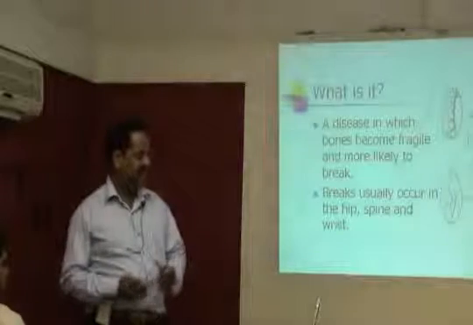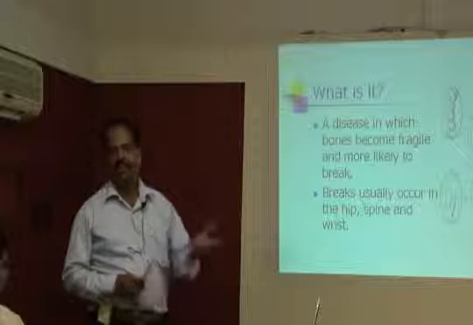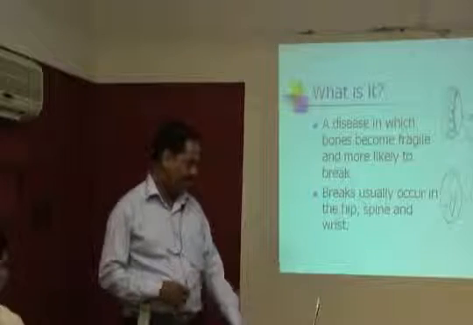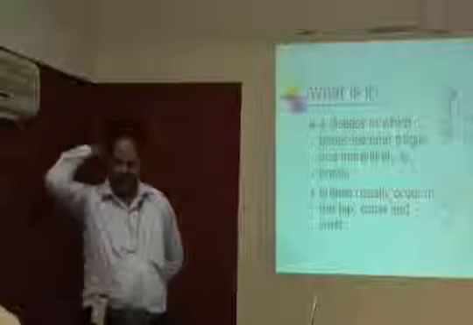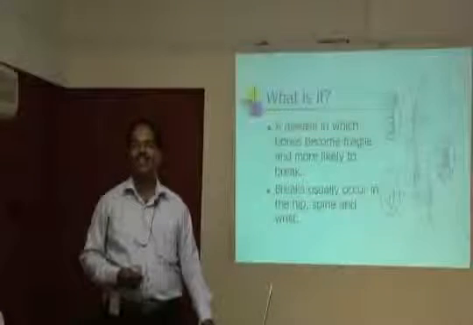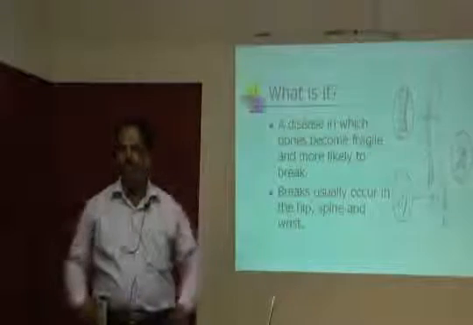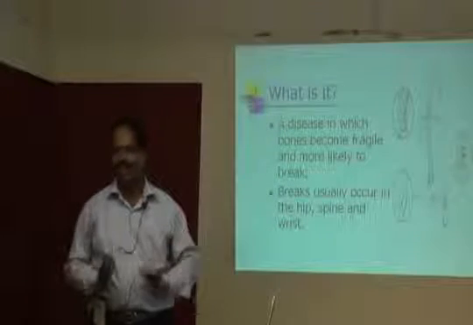So what is it? A disease in which the bones become fragile and more likely to break. There are pores in the bone. Breaks usually occur in the hip bone, spine, and wrist. These are the common sites. Otherwise, you have pain in the joints also, musculoskeletal pain, pain throughout the body. The muscles are there, the bones are there.